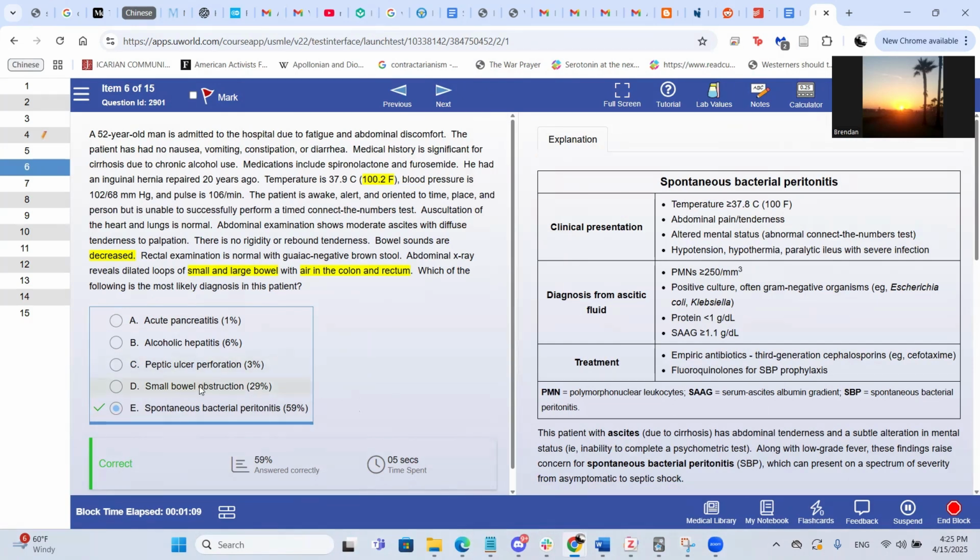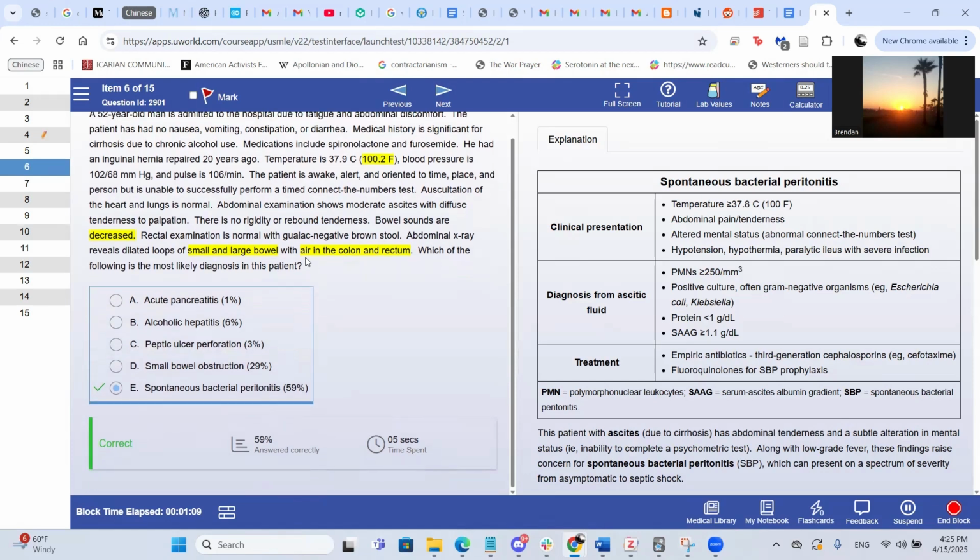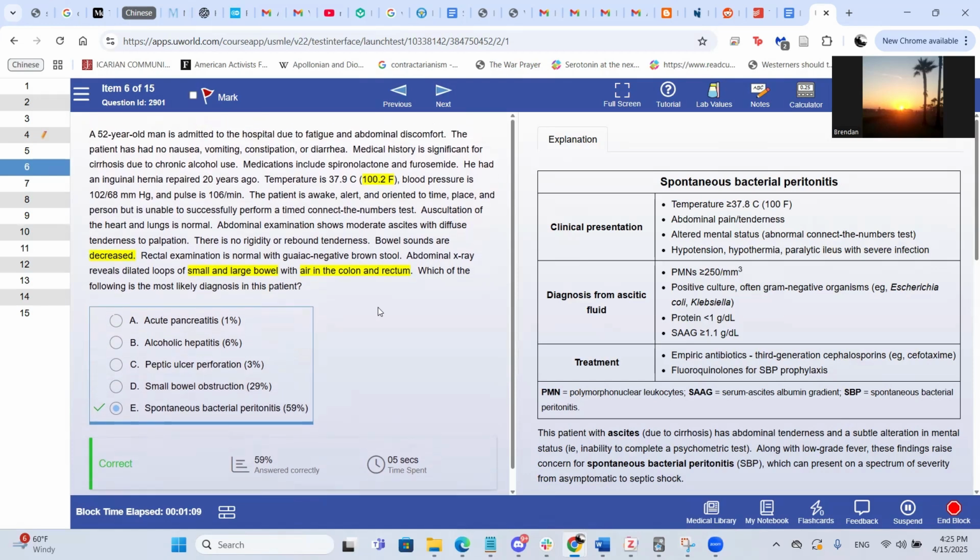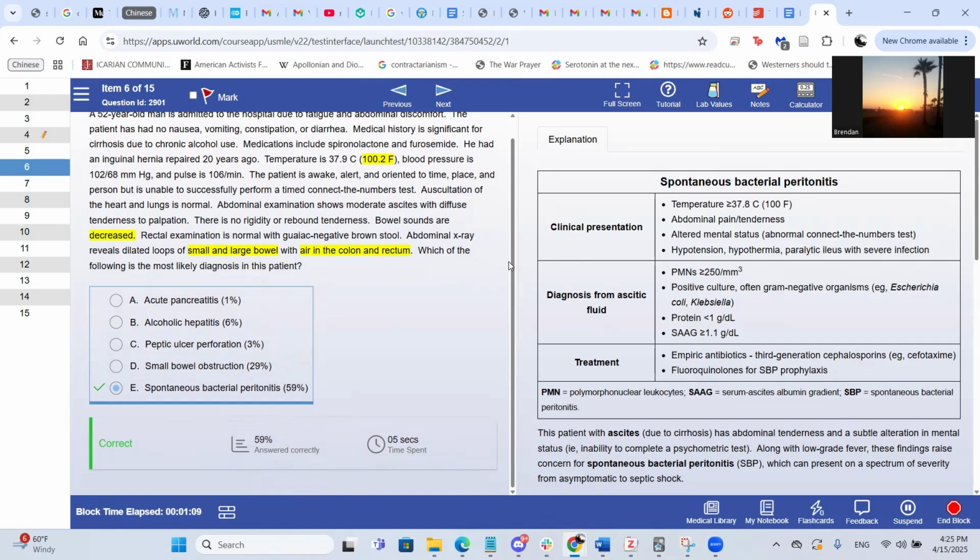So for people who said SBO, that's a fair thought. It's just that you would only see dilation of the small intestine in SBO because the obstruction is in the small intestine. So the large intestine should not be distended. And in SBO, you can see air in the colon and rectum, you may or may not. But the main thing is the dilated loops in the large bowel.